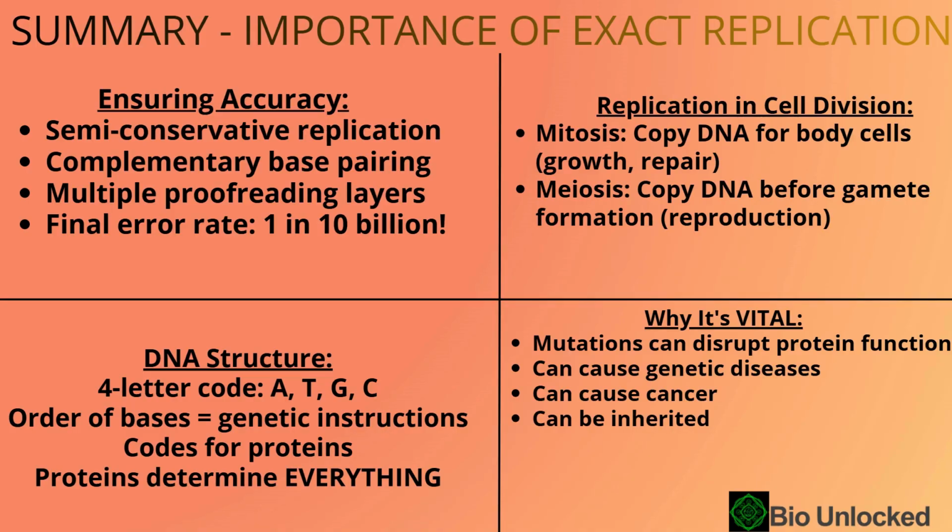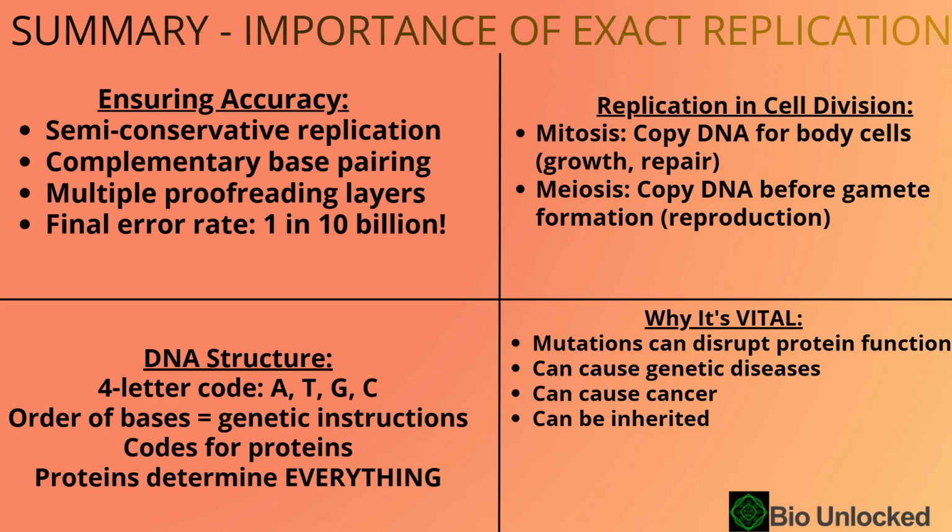Let's go through why exact replication is important. This ensures accuracy of the semi-conservative replication, and most importantly, when you pass on to the gametes, if there's an extra chromosome, this could cause Down syndrome, which is common. This is why it's very important that DNA is replicated exactly.